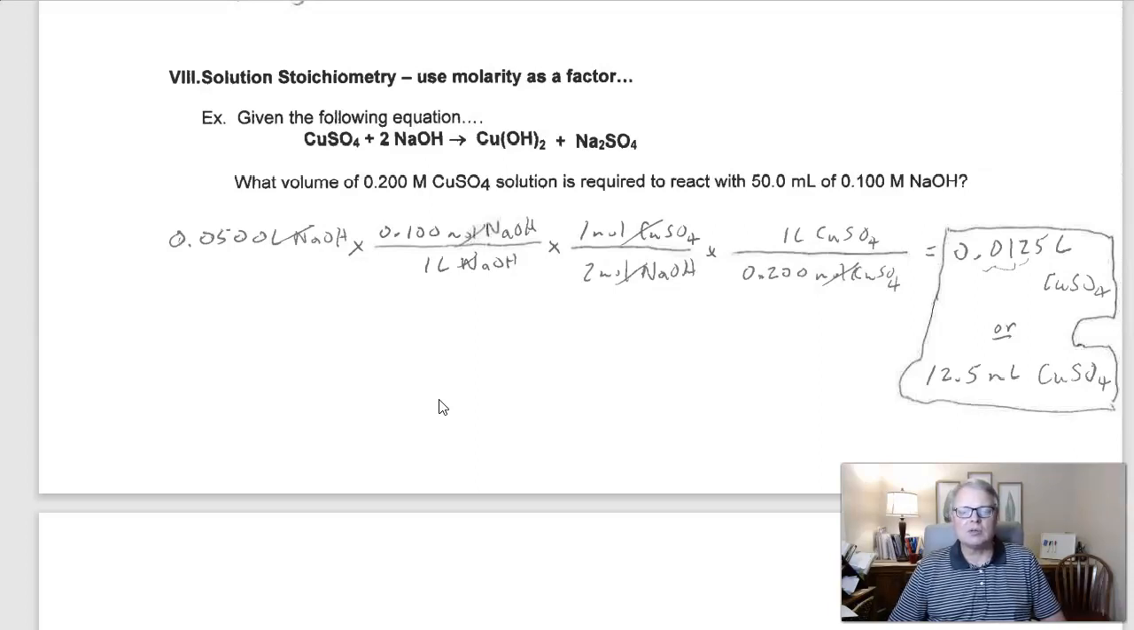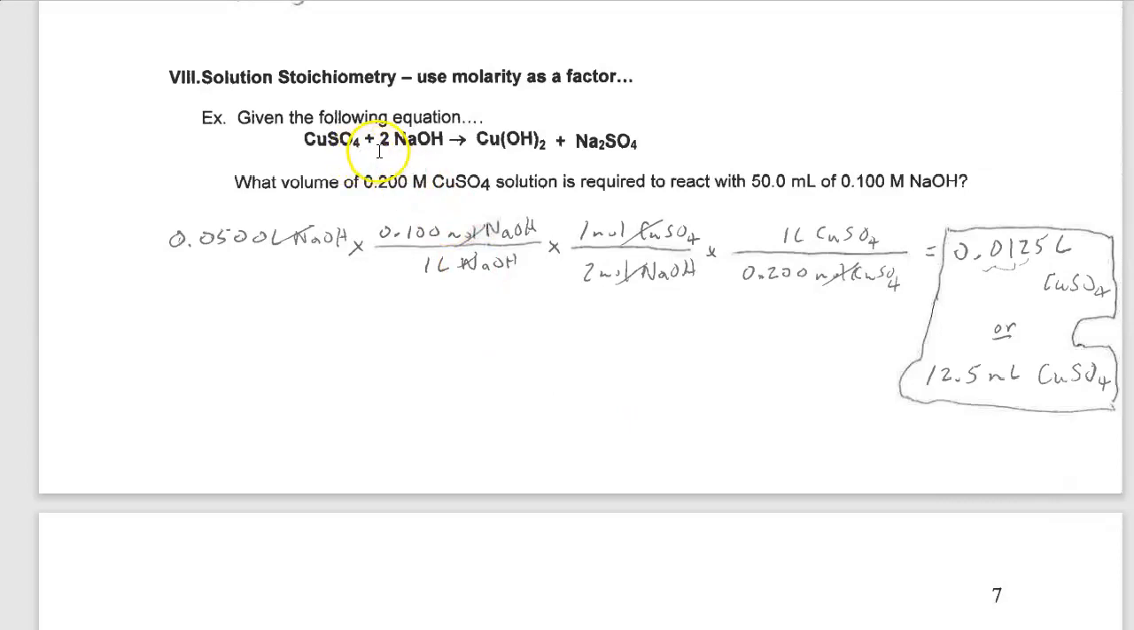In solution stoichiometry, we use molarity as a factor. We've mentioned that briefly before. So, for example, given the following equation, I can take a solution of copper sulfate and react that with sodium hydroxide. What I get is copper 2 hydroxide plus sodium sulfate. I forgot to put the AQs in here, but they're all aqueous.